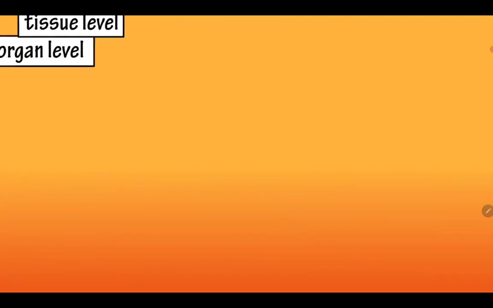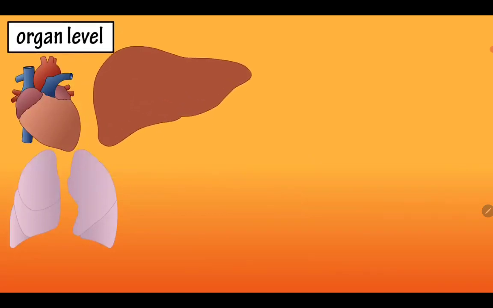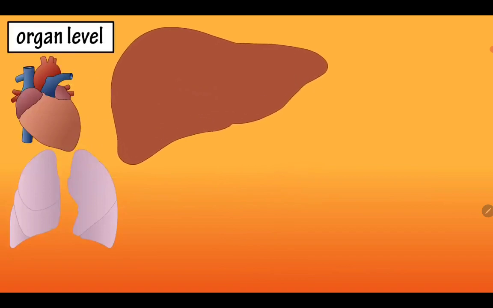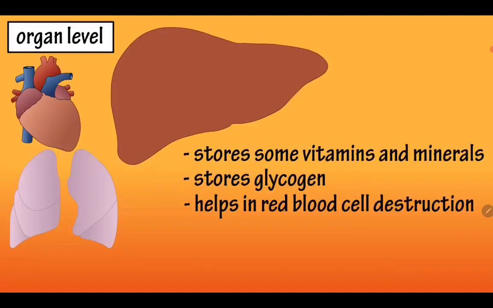Next up is the organ level. Organs are made up of different kinds of tissues that together can perform different functions in the body. For example, the liver, which is an organ located in the abdominal region of the body, stores some vitamins and minerals, stores glycogen, which is a stored form of energy, helps to destroy old red blood cells, and helps to detoxify the blood to get rid of harmful substances.